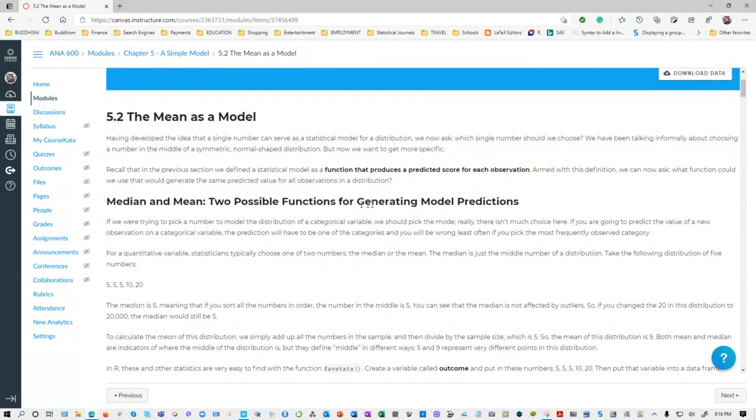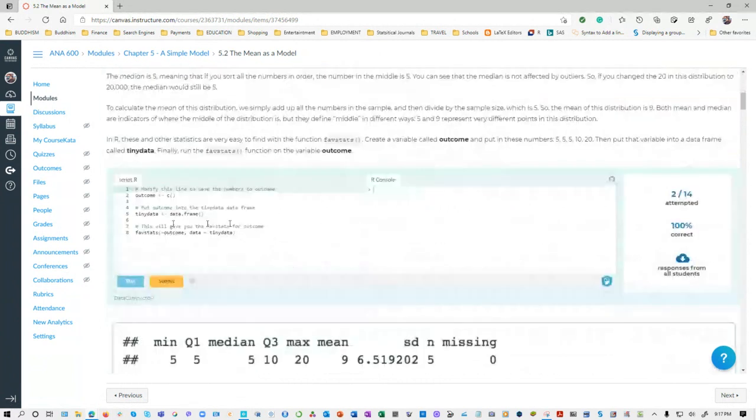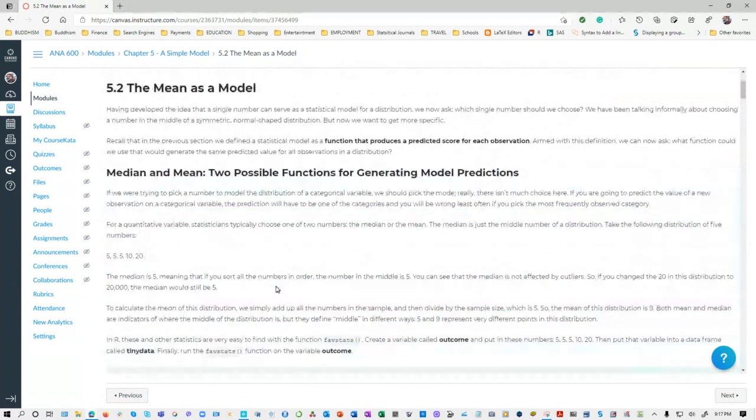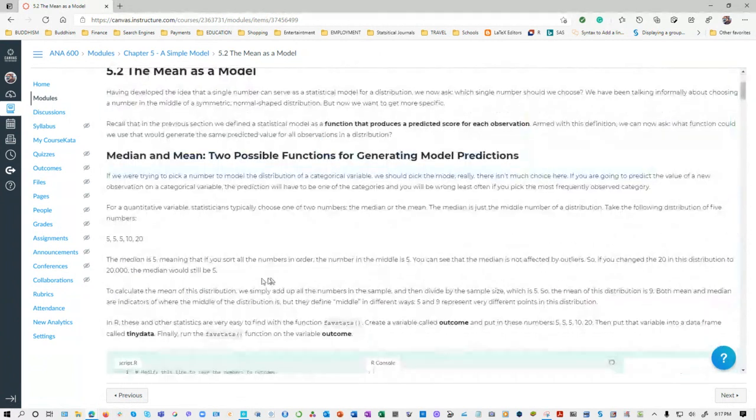Median and mean, two possible functions for generating model prediction. As I mentioned earlier, out of mean and median, they're going to pick this one. For a quantitative variable, statisticians typically choose one of two numbers, the median or the mean. The median is just the middle number of the distribution. Take the following distribution of 5 numbers. The median is 5. You arrange this in ascending order.